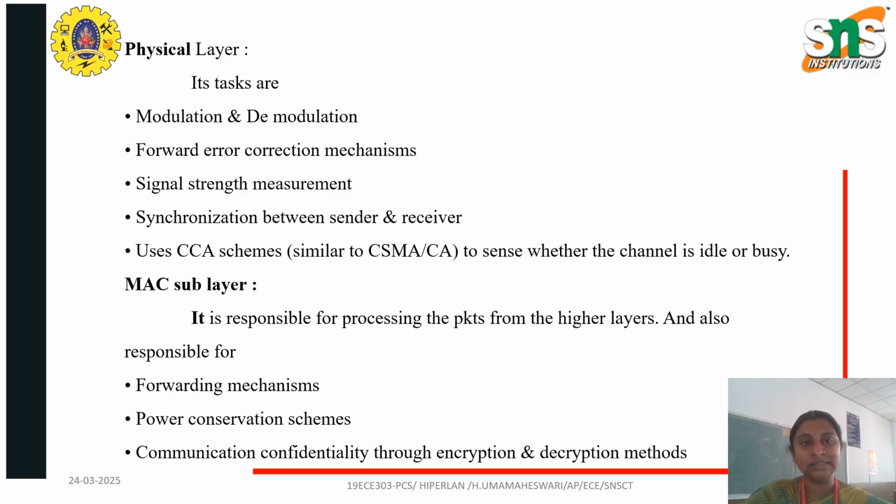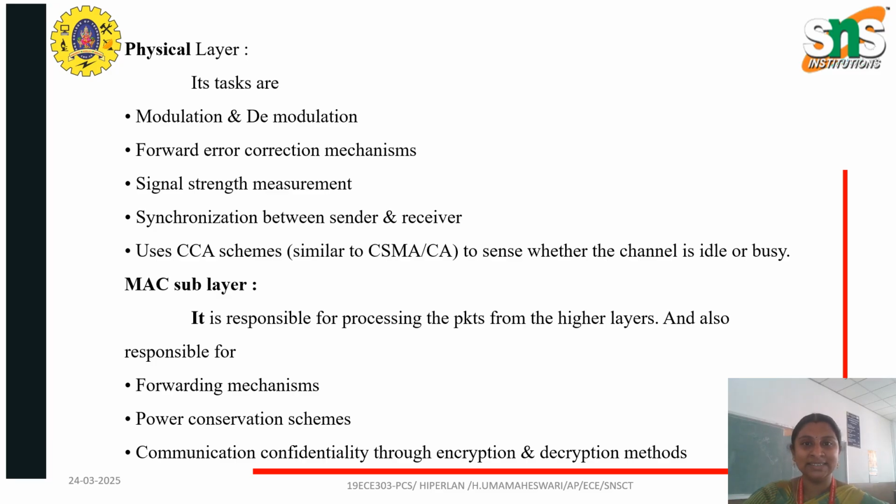So it mainly consists of various layers. The first one is the physical layer. The main tasks in this physical layer are modulation and demodulation. The second is forward error correction mechanisms. The third is signal strength measurement and synchronization between the sender and the receiver. And lastly, it uses CCA schemes to sense whether the channel is idle or busy.